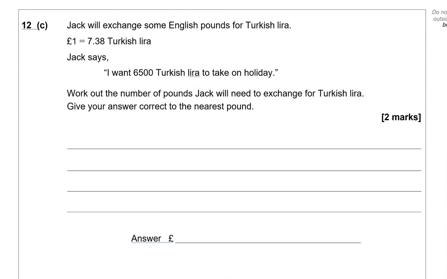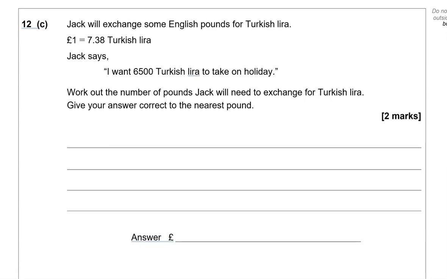Jack will exchange some English pounds for Turkish lira. £1 is equal to 7.38 Turkish lira. Jack says, I want 6,500 Turkish lira to take on holiday. Work out the number of pounds Jack will need to exchange for Turkish lira. Give your answer correct to the nearest pound. So the conversion rate is £1 to 7.38 Turkish lira. Jack wants to convert 6,500, so we're going to put that under the Turkish lira.